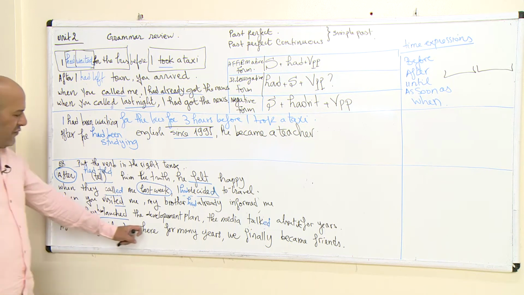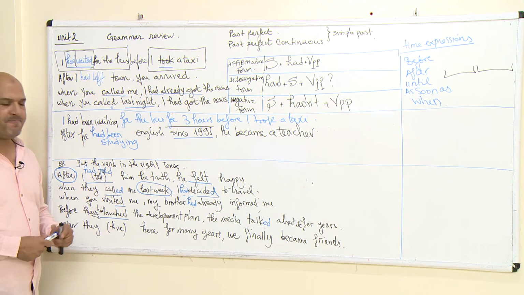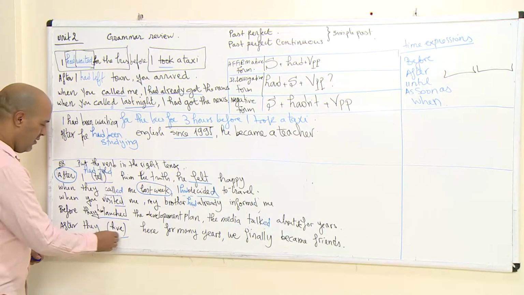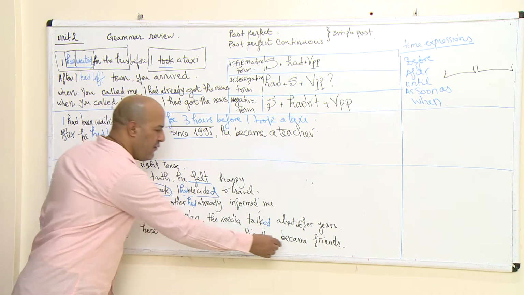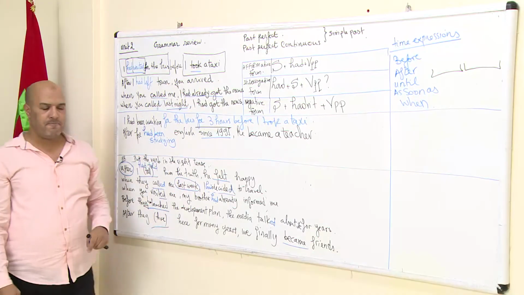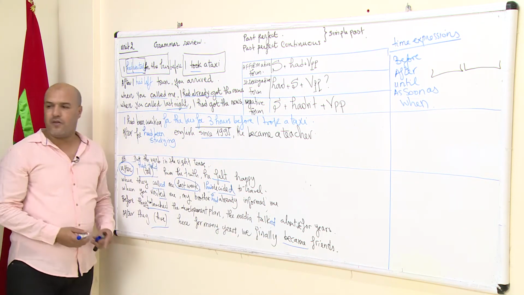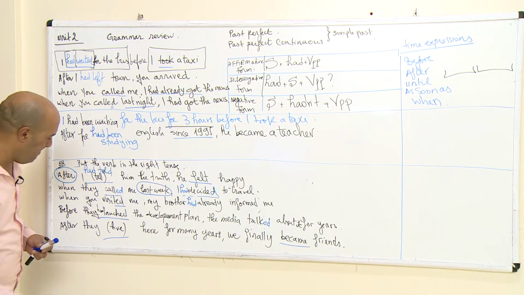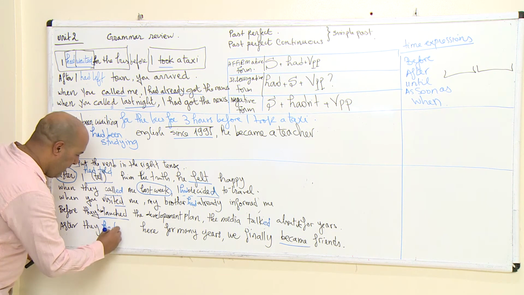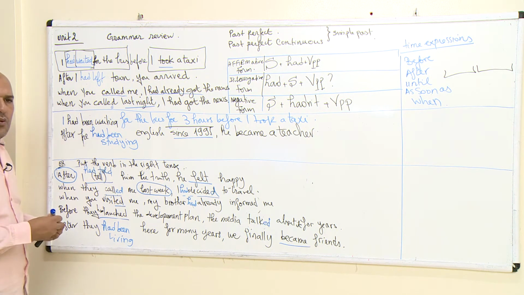So after they live here for many years, we finally became friends. Here we have a verb between brackets and another verb which is already conjugated. So after, a time indicator of the past perfect, I have the second verb in the simple past. Automatically, I will use the first verb in the past perfect, and that will be I had been living. Now, teacher, why I had been living?